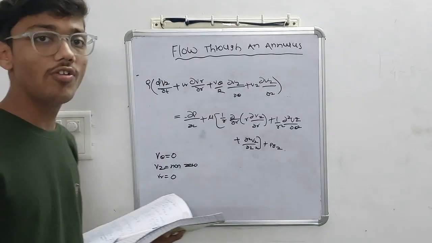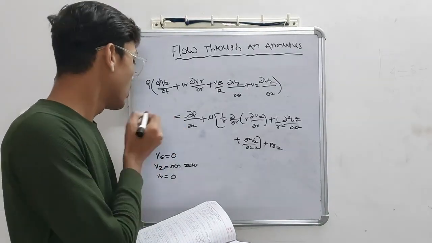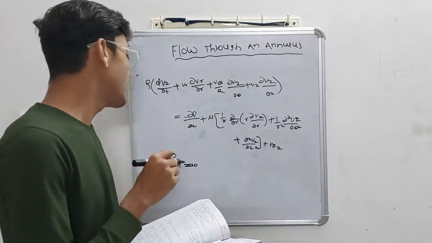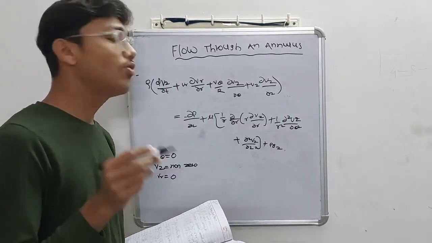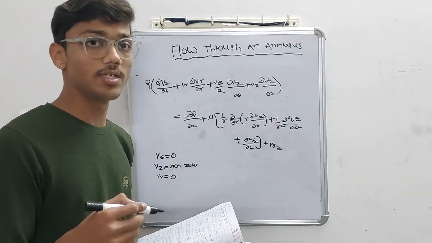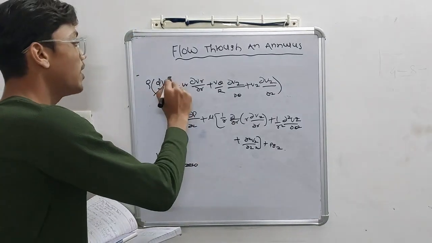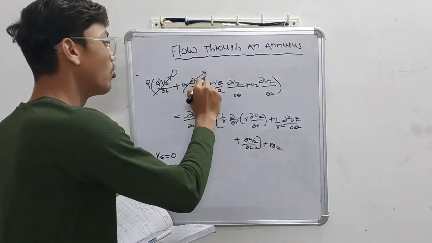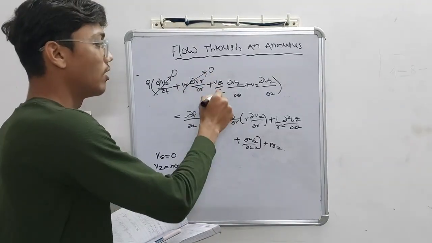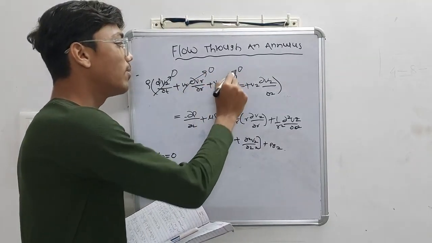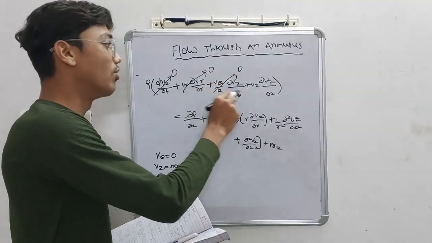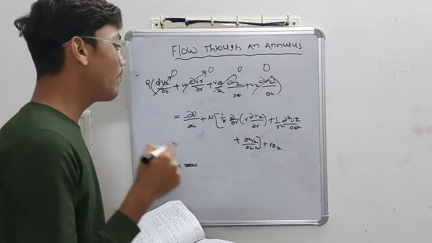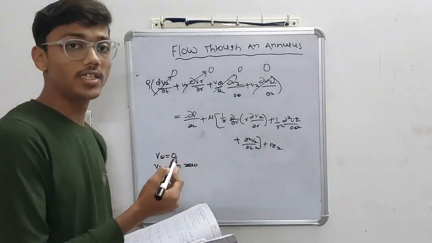So by solving this equation, we put v theta equal to 0, vr equal to 0, and vz non-zero. We neglect some terms: this becomes 0 due to steady state, this becomes 0 because vr is 0, this becomes 0 because v theta is 0, and this becomes 0 because vz is 0. So finally we get the equation.